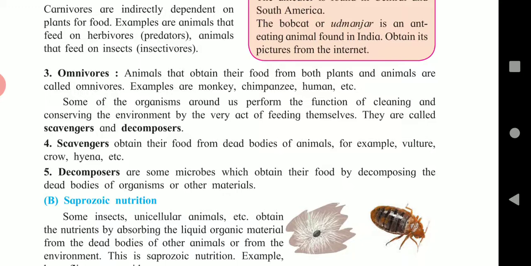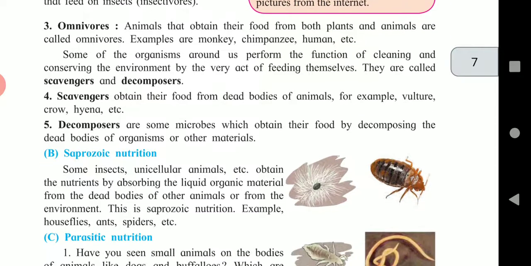Fourth one, scavengers. Scavengers means what? These animals obtain their food from dead bodies of animals. For example, vulture, crow, hyena. Next one, decomposers. Decomposers means what? Some microbes decompose the dead and decaying organic matter and convert it back into inorganic compounds by the decomposition process. Decomposers clean and conserve the environment while feeding.